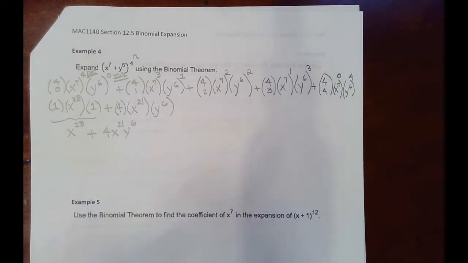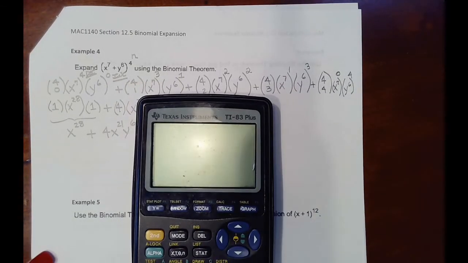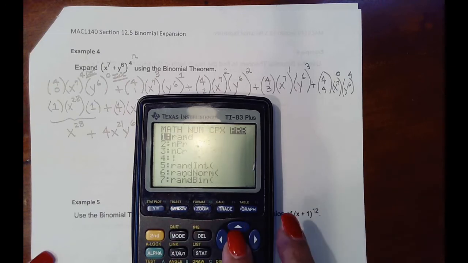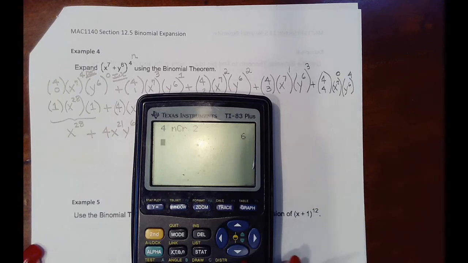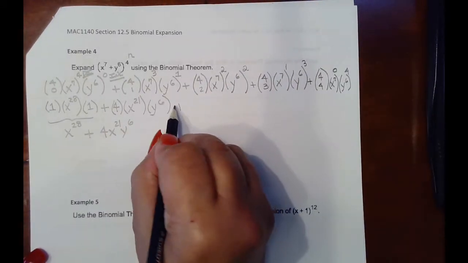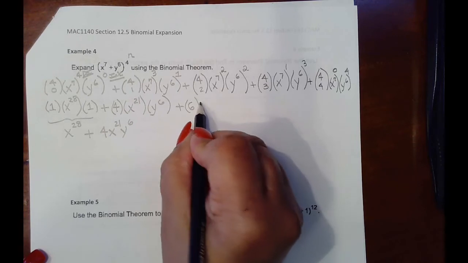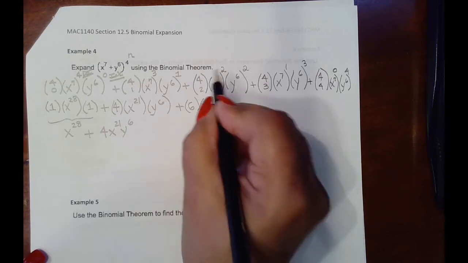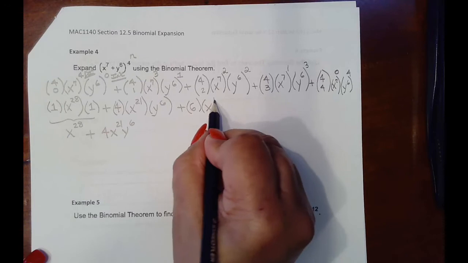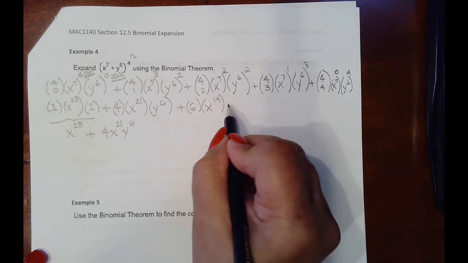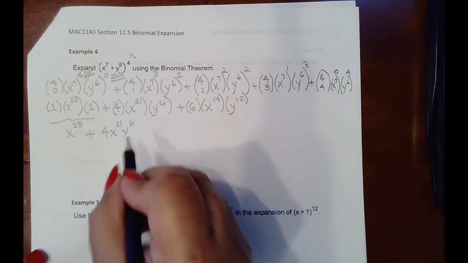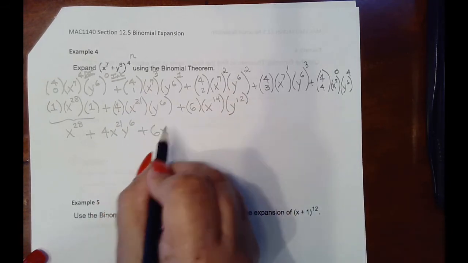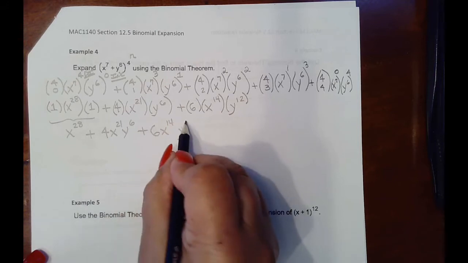Then 4 over 2. I'm going to put that in. That would just be 4 math, go over 2. Combinations formula, then put the 2, and that's equal to 6. So this would be 6 times x to the 14th. When you raise a power to a power, remember you multiply those powers. And then this would be y to the 12th. So that would be 6x to the 14th, y to the 12th.